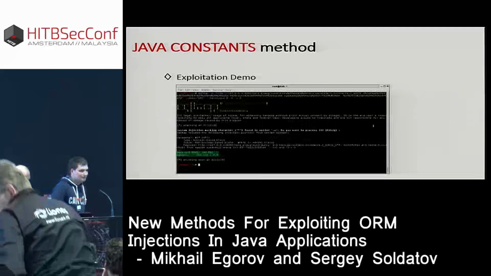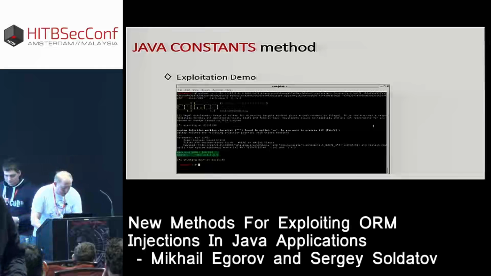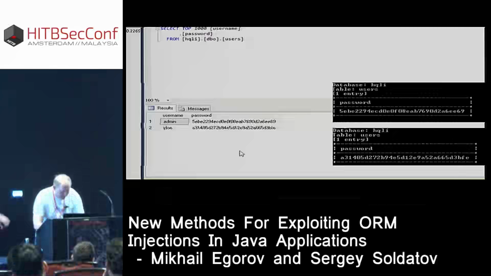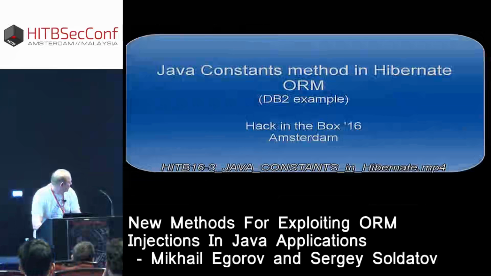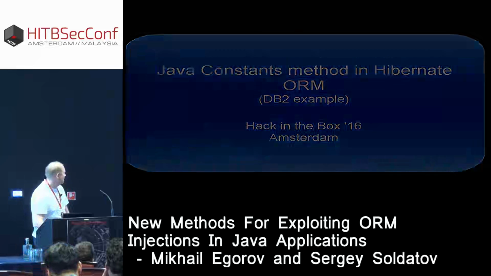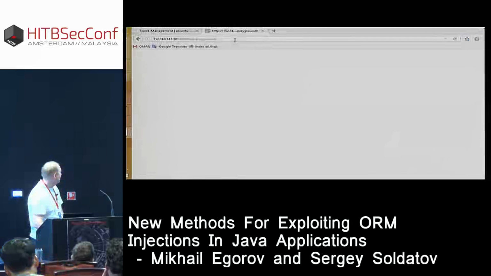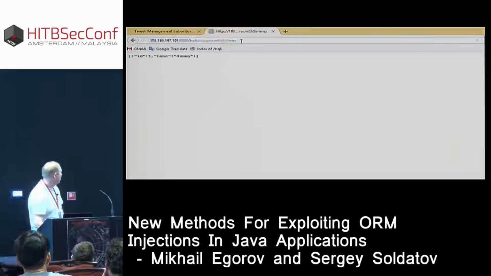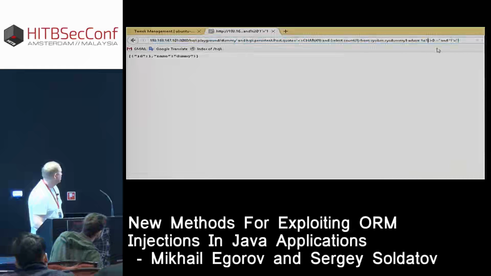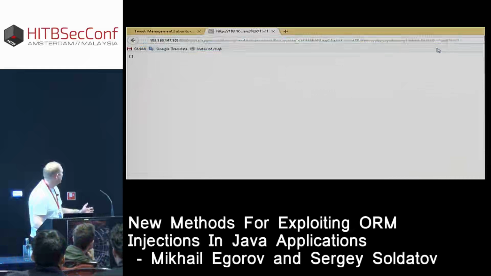And a quick video with Java constants. Please forgive us, I know we are all hungry, but this is a DB2 example. It's a very good database. So again, our application. This is our long URL with the Java constant. So again, this is true. Changing it, we can get false.